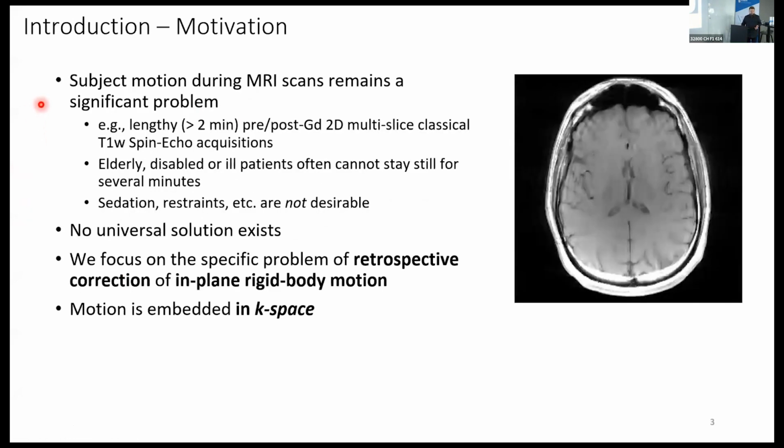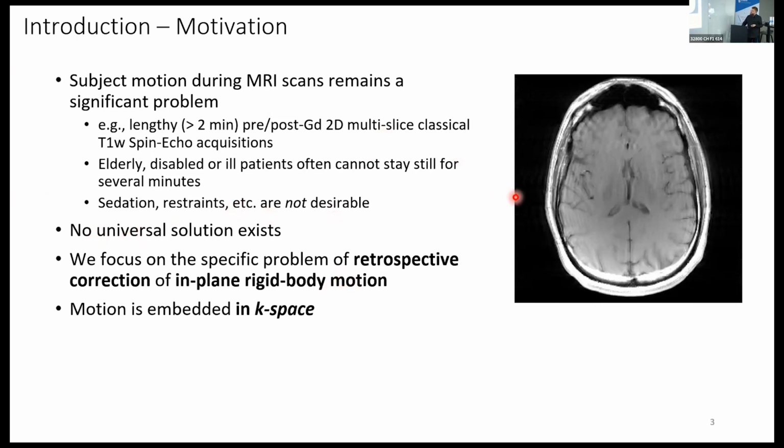It is well known that MRI is very sensitive to motion, and despite many improvements over the years, for example reducing scan times with faster pulse sequences, or the many different prospective as well as retrospective motion correction algorithms, motion still remains a significant problem and no universal solution exists.